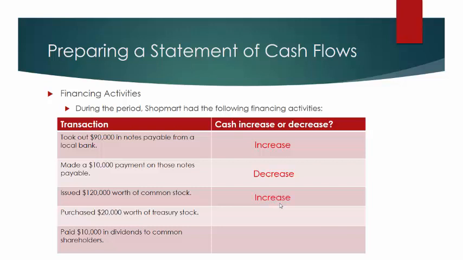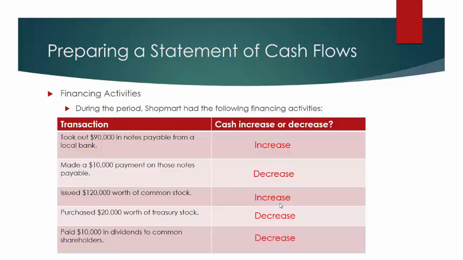If we purchased $20,000 worth of treasury stock, about $20,000 of that common stock back, we had to pay the money out to them this time to repurchase that stock from them. That would decrease our cash flows. And if we paid those owners $10,000 in dividends at the end of the period, we're taking money out of the company, handing it to our shareholders, and since money's coming out of the company, that is a decrease.